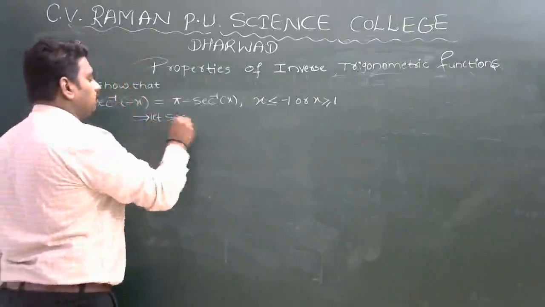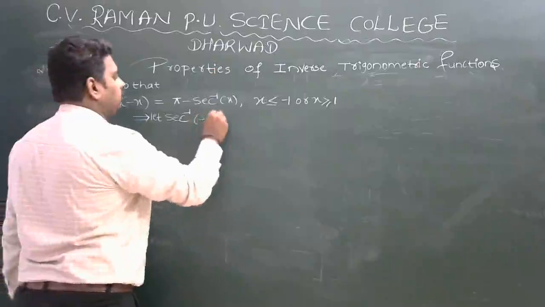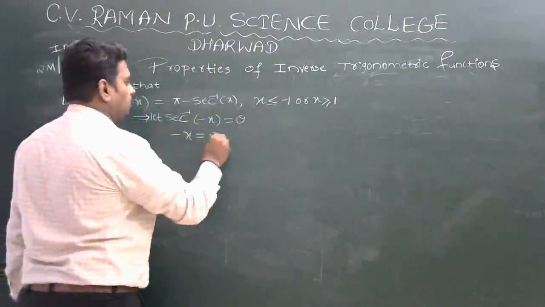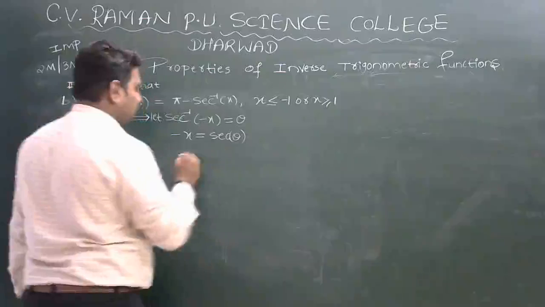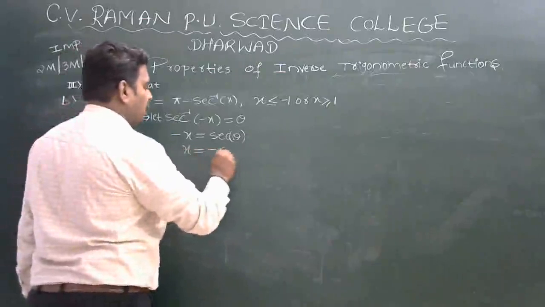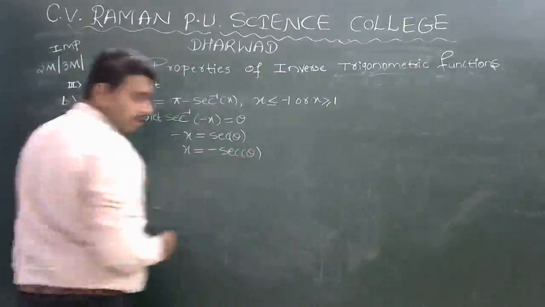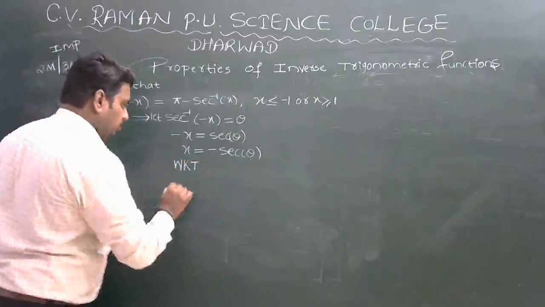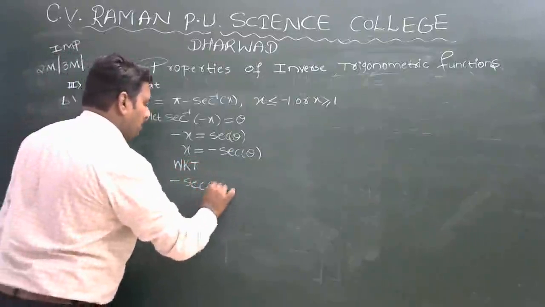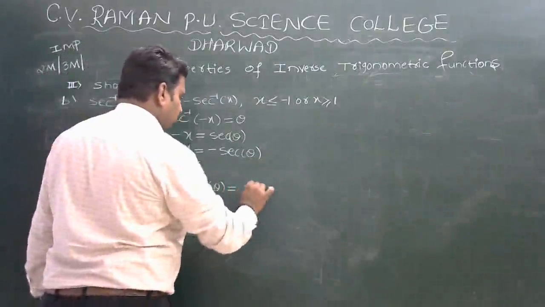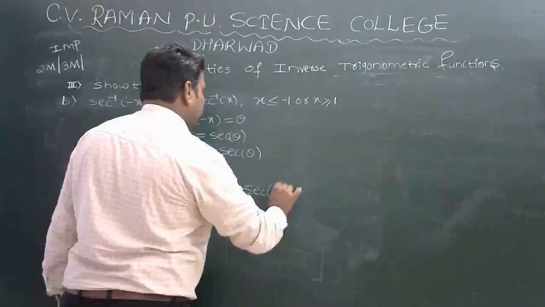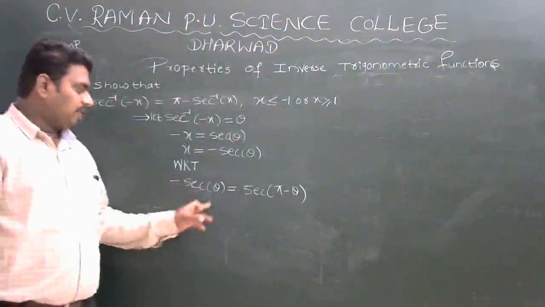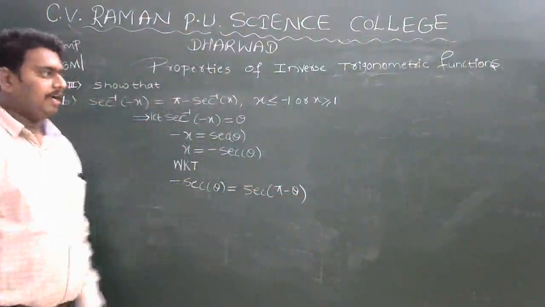Let secant inverse of minus x equals theta. Minus x equals sec theta. So x equals minus secant theta. Again I am going to write, we know that minus sec theta equals sec of pi minus theta.